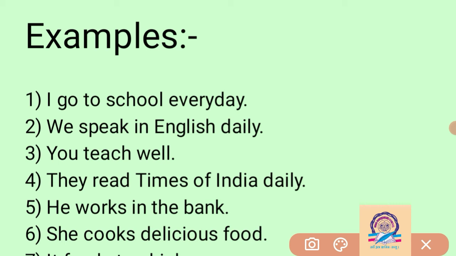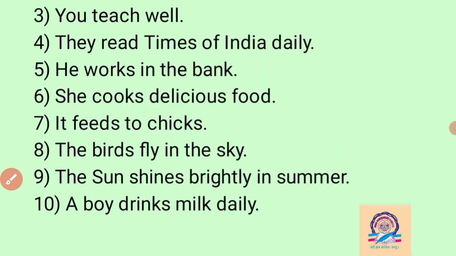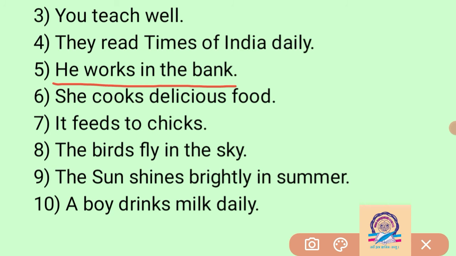Then he, she, it are there, so we have to apply s or es after the main form of the verb. In the fifth example, with the subject he, we have to write s after the main verb work. So the sentence became: he works in the bank. Then the subject is she, so we apply s after cook. Our sentence became: she cooks delicious food.